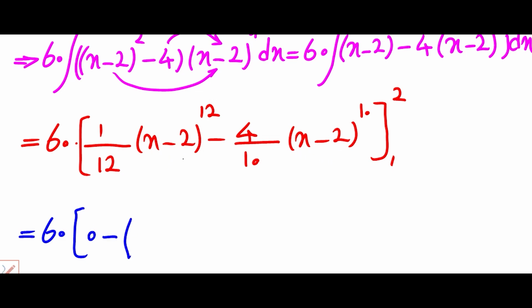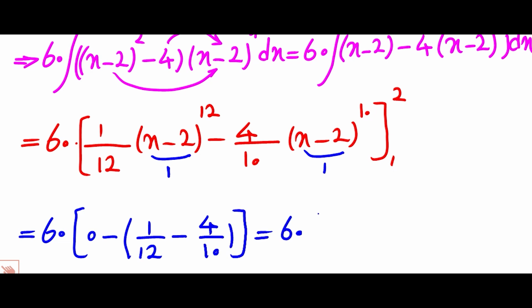Minus, when x equals 1, x minus 2 is negative 1. So negative 1 to the power of 12 is positive 1. And here is positive 1. So at x equals 1, we have 1 over 12 minus 4 over 10, right?